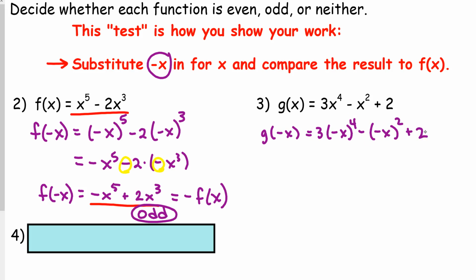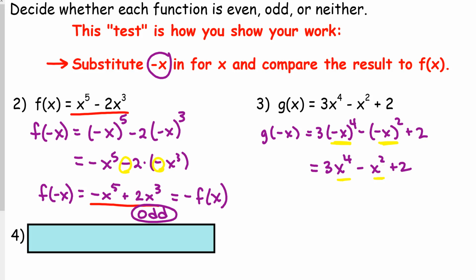Now you know when you raise a negative to an even power, it turns out positive. So this is going to be the same as 3x to the 4th minus x squared plus 2, because the opposite of x to the 4th is the same thing as x to the 4th, and the opposite of x squared is the same thing as x squared.